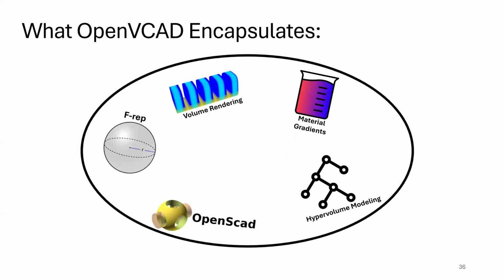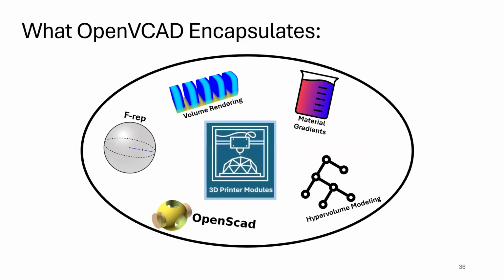So like I said, OpenVCAD is going to encapsulate all these different ideas. So we're going to pull the compiled idea from OpenSCAD, the attribute modeling from hypervolume modeling. We're going to want to do material gradients, we need rendering and functional representations. But the key innovation we add and encapsulate everything together with are these 3D printer modules. So this is going to provide a way to take all of these different design representations, put them together, and get these onto 3D printers.